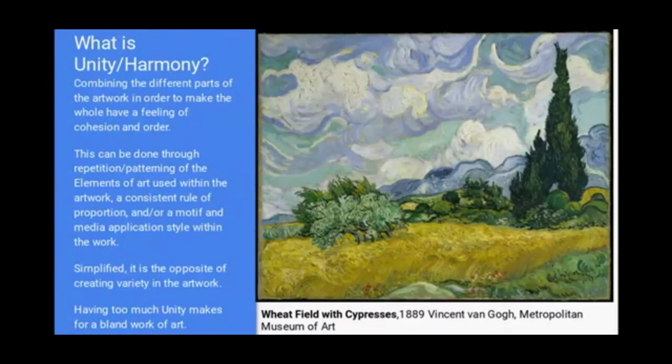What is it? Combining the different parts of the artwork in order to make the whole have a feeling of cohesion and order. Now, this can be done through repetition or patterning of the elements of art used within the artwork, a consistent rule of proportion, a motif, or an application of the media in a particular style throughout the work, which sounds kind of confusing.